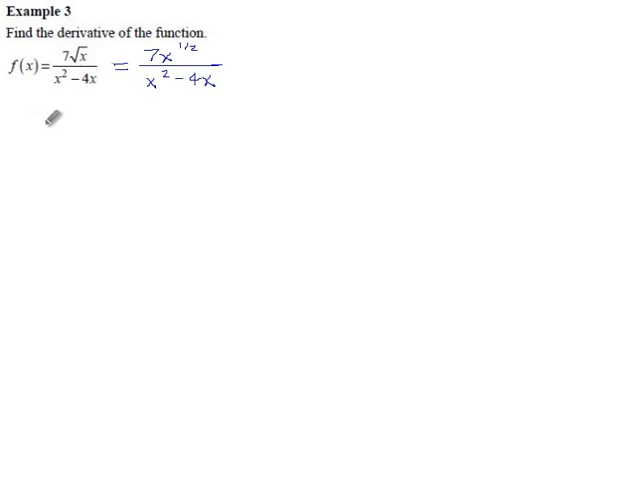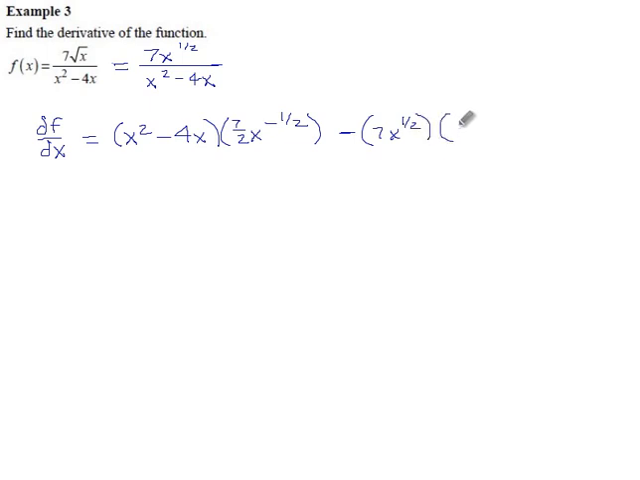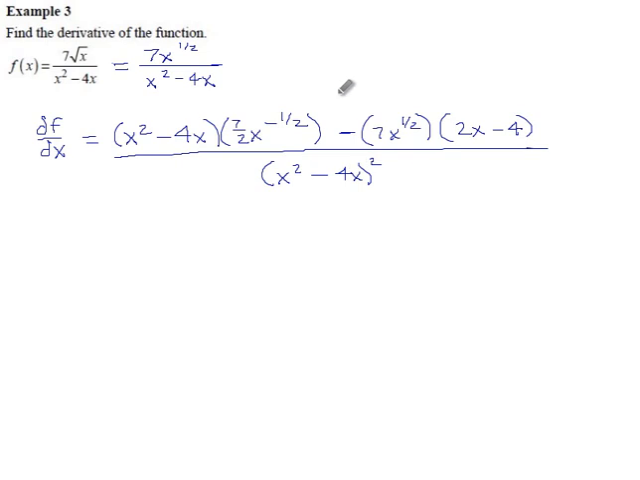Okay, so the derivative of this, df dx, is the bottom times derivative of the top, minus the top times derivative of the bottom, which is 2x minus 4, all over the bottom squared. Again, I'm not going to expand that.